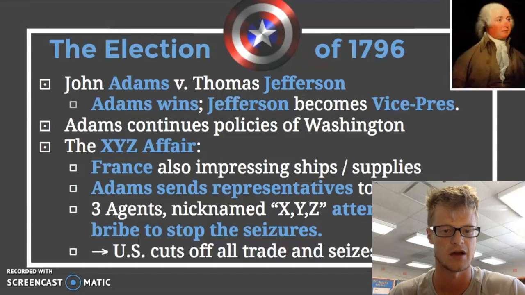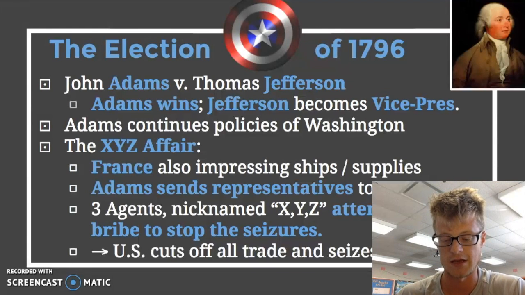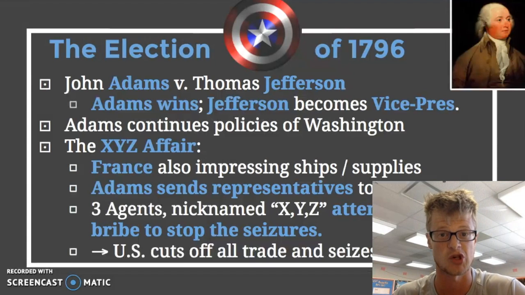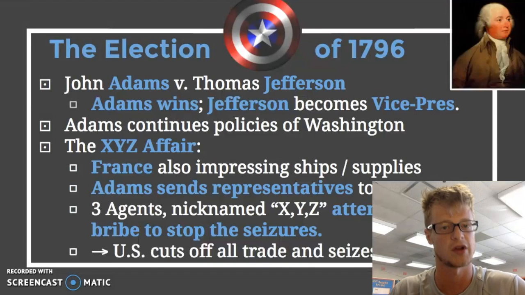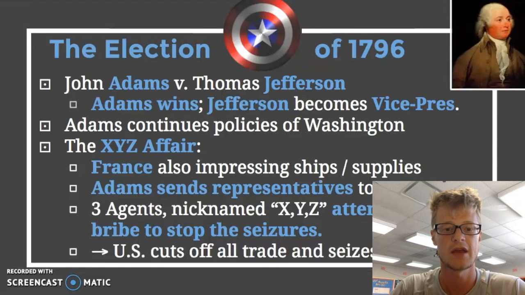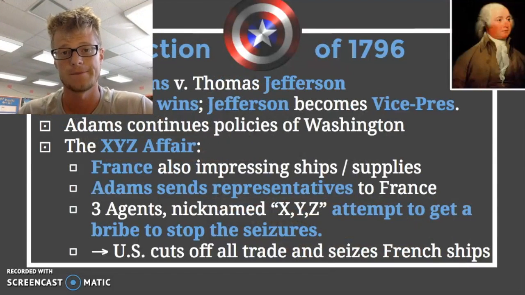So kind of an awkward situation, and Jefferson's actually absent from a lot of it. But Adams really goes on to continue a lot of the policies that Washington put in place. The one exception to this, though, is the XYZ affair, which brings us to the alphabet part I mentioned at the introduction. So France, along with Britain, had begun impressing ships and supplies by this time. And what Adams decided to do, because he's trying to continue on in the policy of Washington, is he wants to basically keep America from getting involved in a war it doesn't need to.